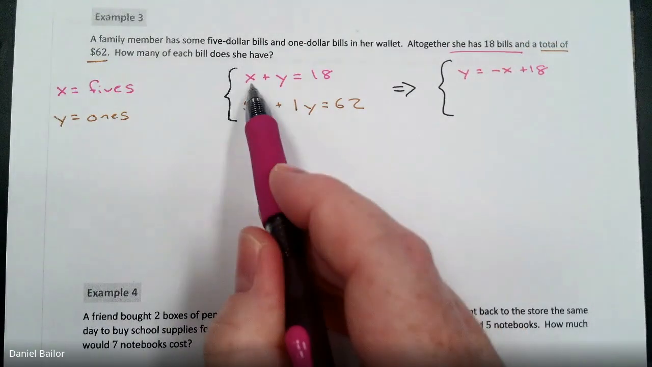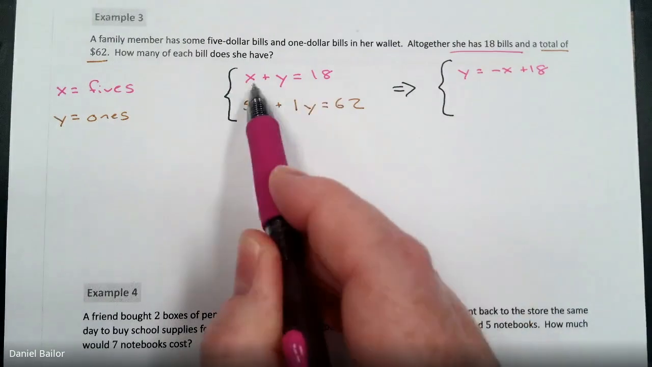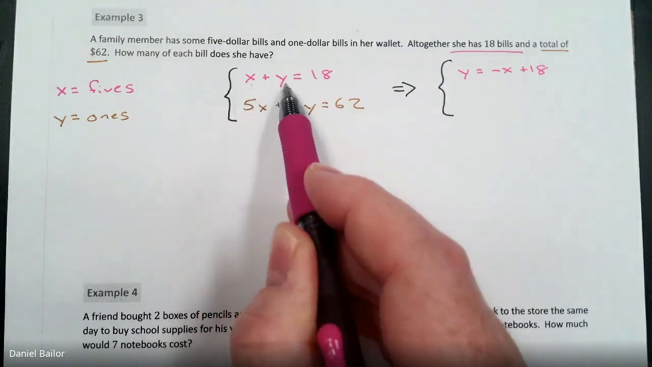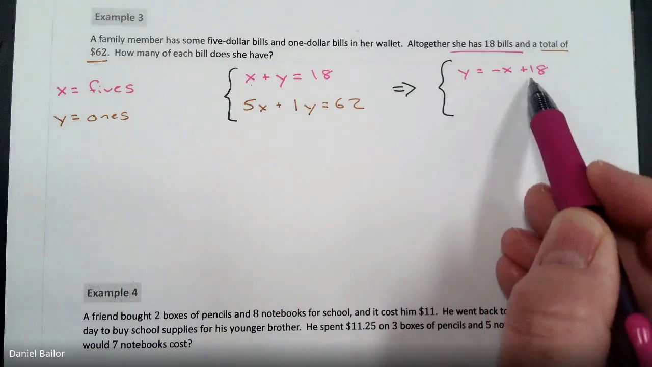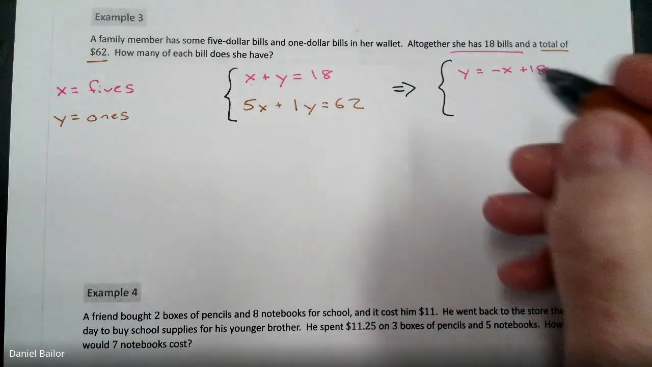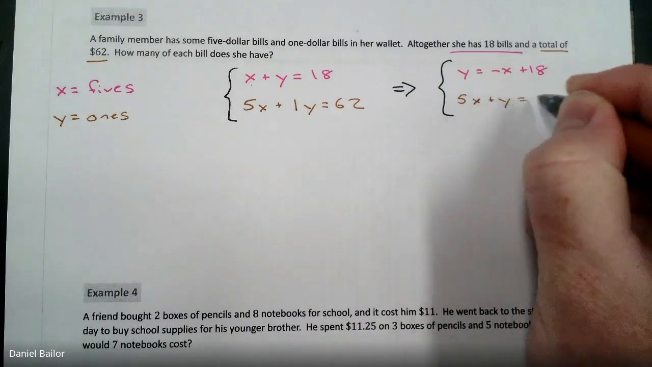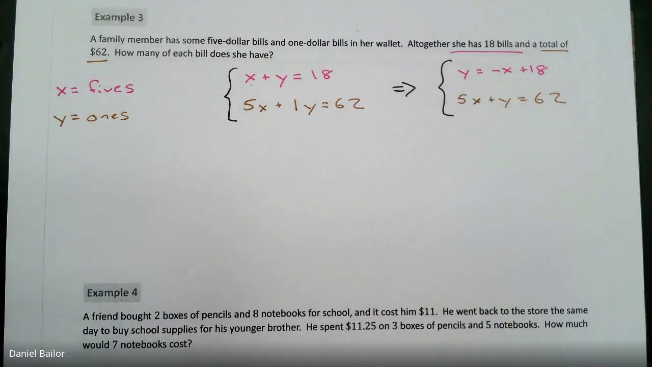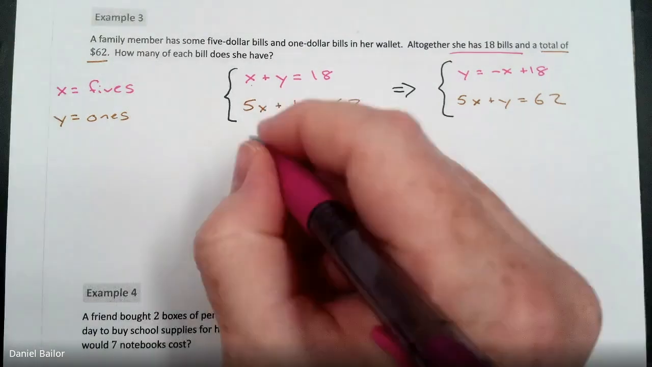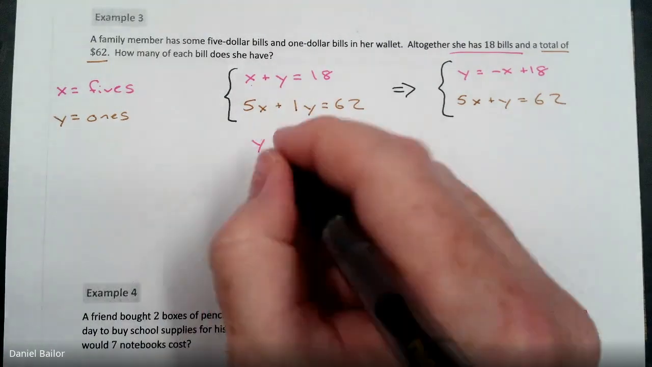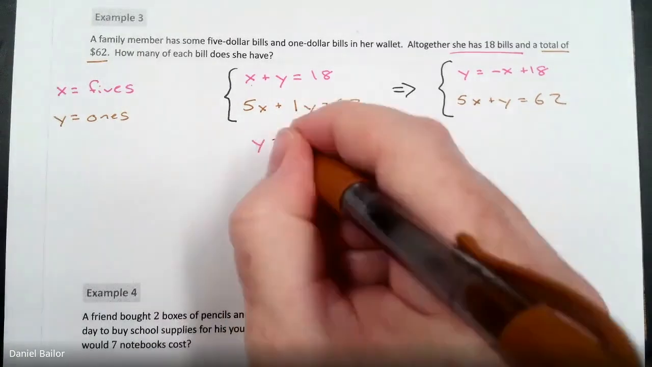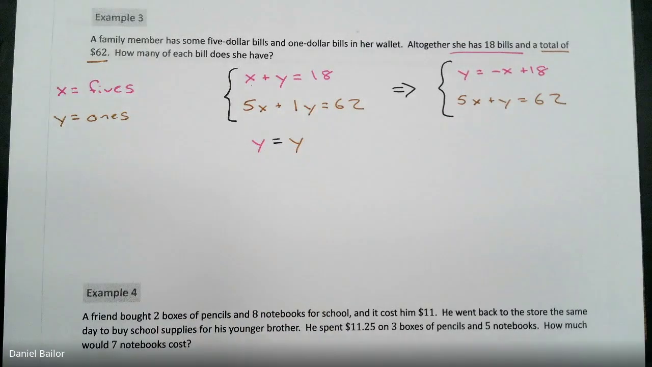You can see I just did minus x on both sides. I did minus x on this side to get y by itself, and the minus x on the other side goes with the 18. So now I have these equations, and I can use the substitution method. I'm going to say that y equals y. Maybe you wanted to use the elimination method and you multiplied by -1. You're allowed to do that. My strategy was to use the substitution method.